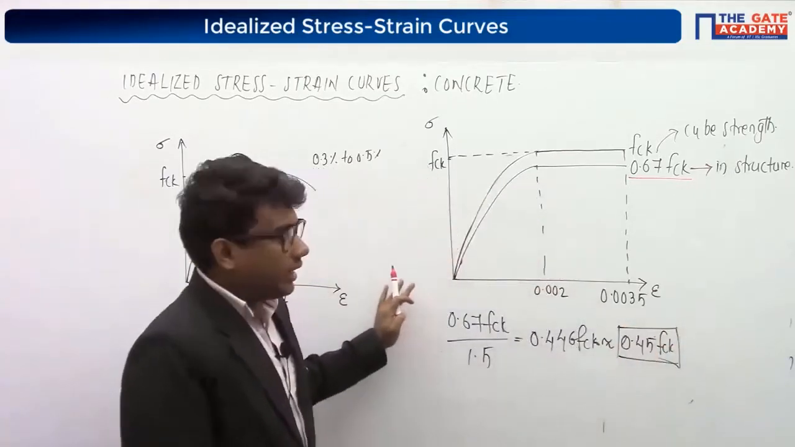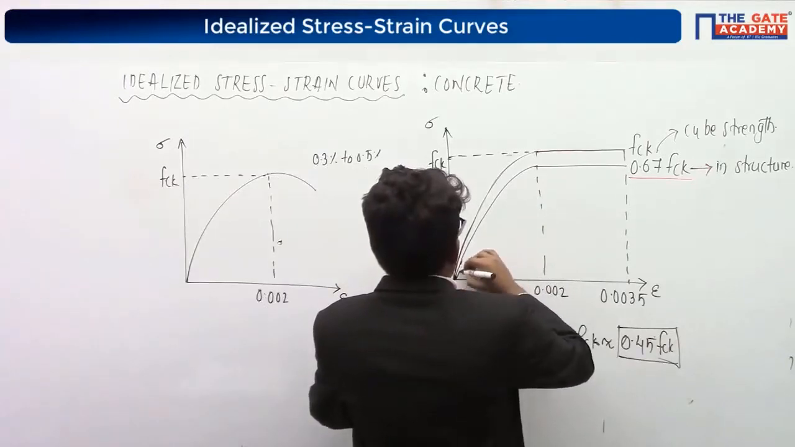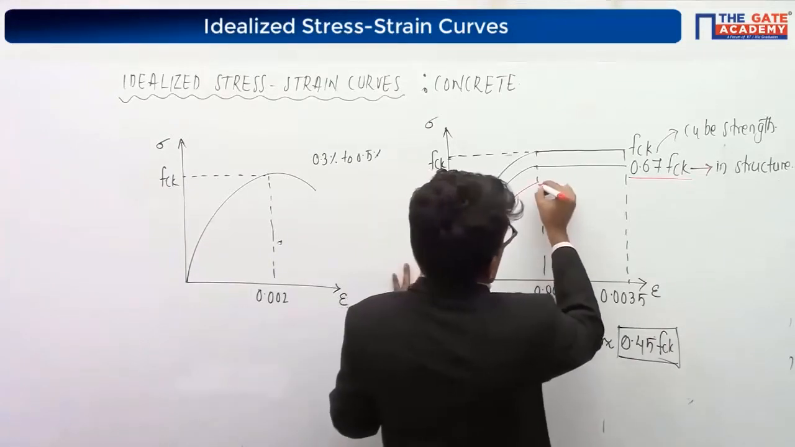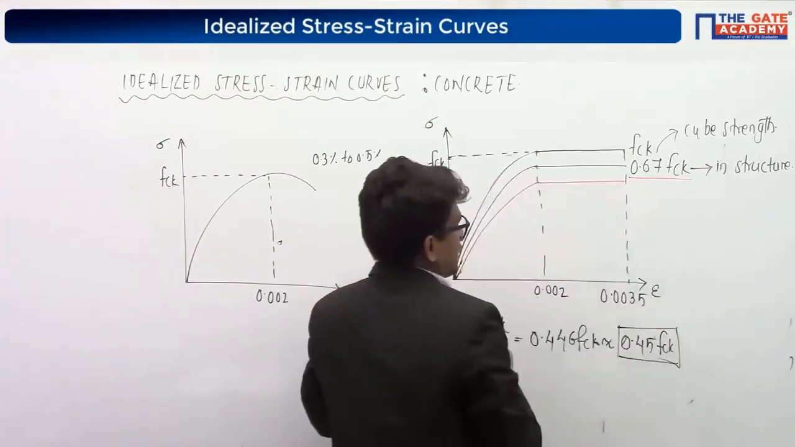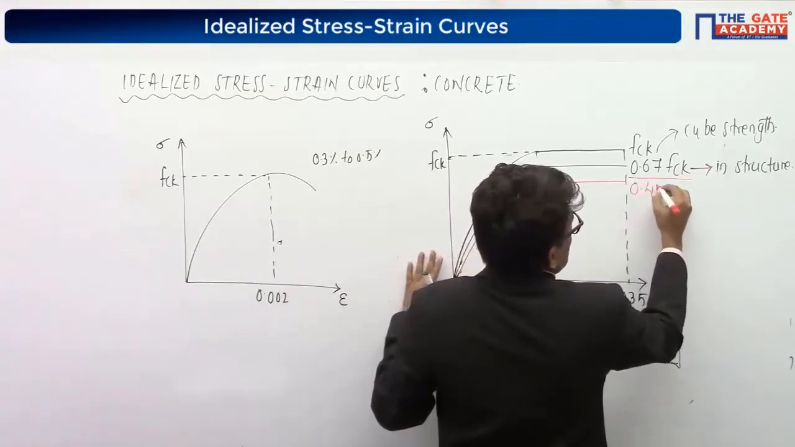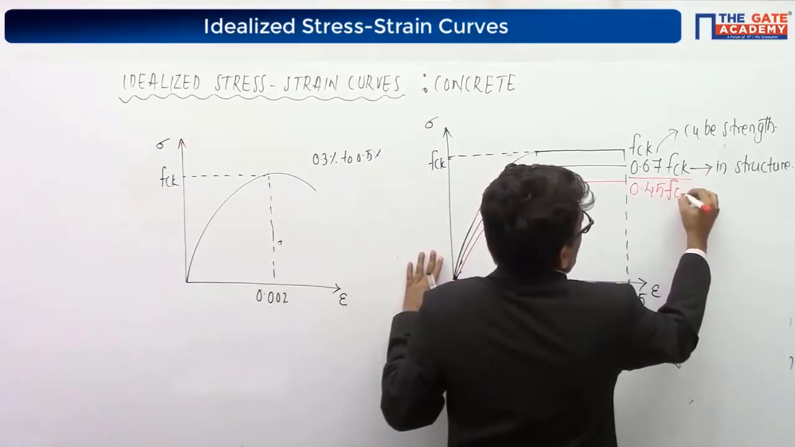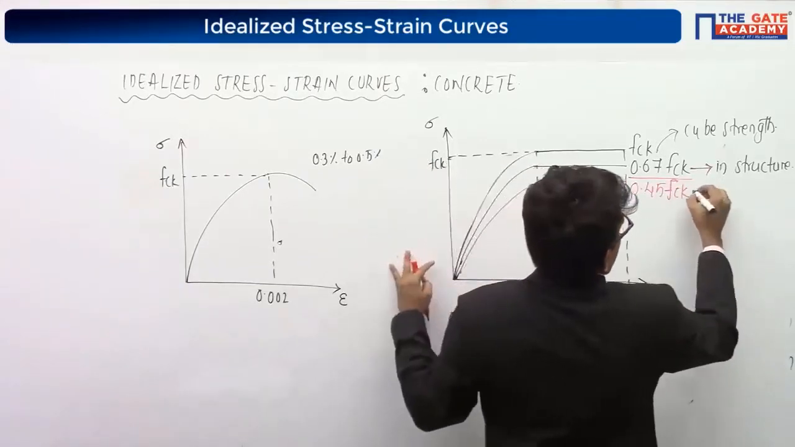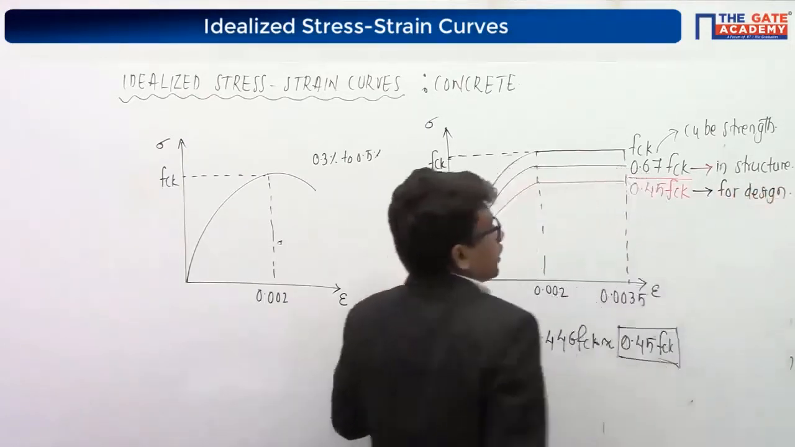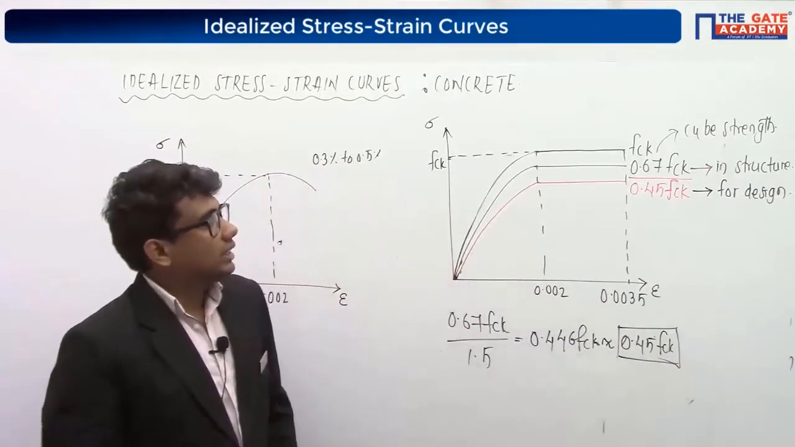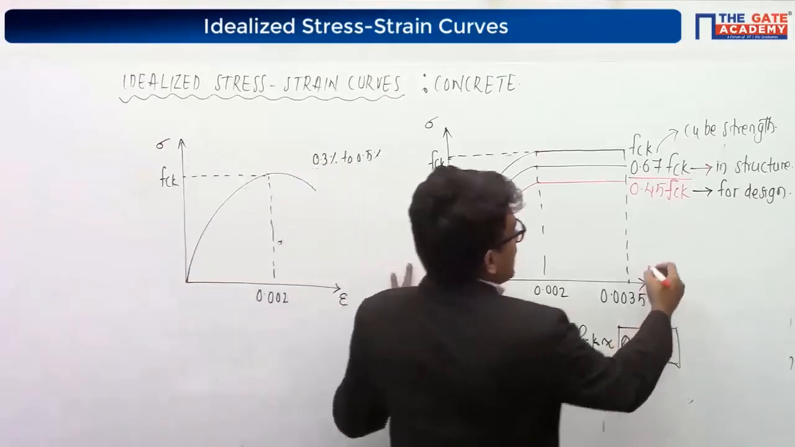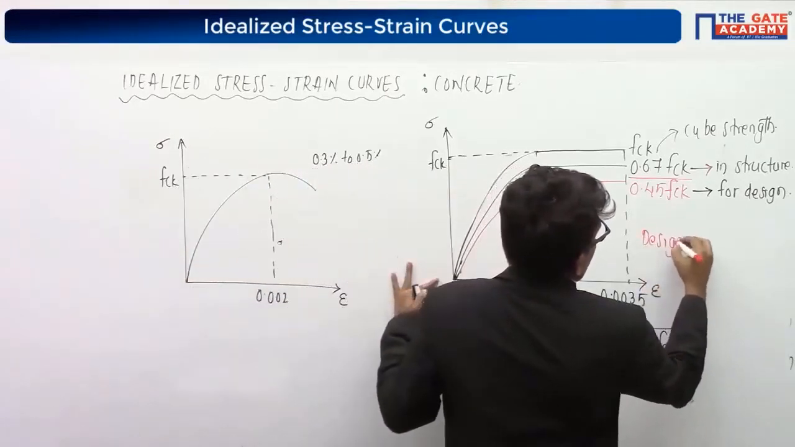So it will come a bit below. It will be a curve like this, a parabola till the strain value 0.002. After that it will be uniform till the strain value 0.0035, and the stress value which I am going to consider for the design is 0.45 fck. For the design of the structure, we are going to consider the characteristic compressive strength of the concrete as 0.45 fck, or we can say the design strength of the concrete.